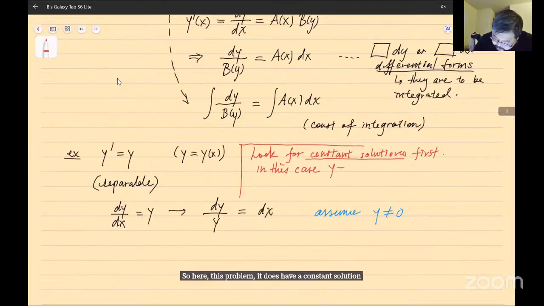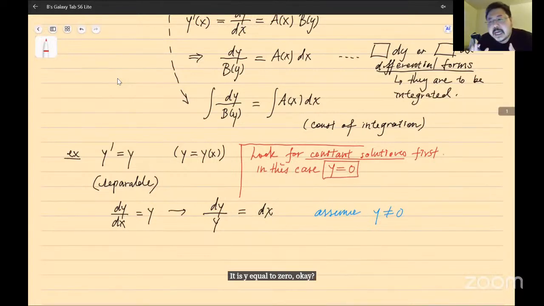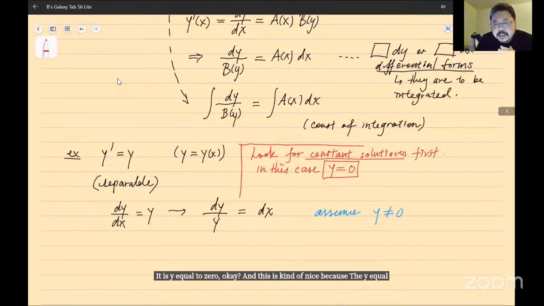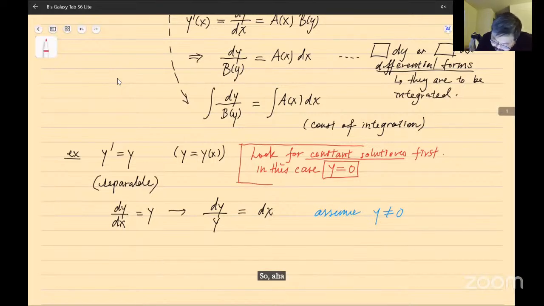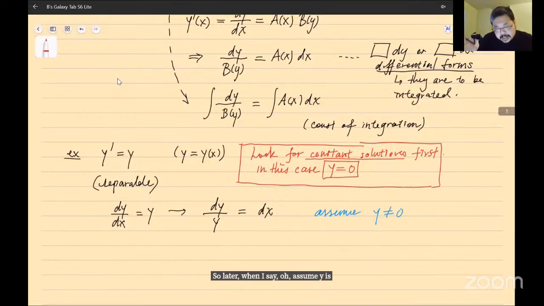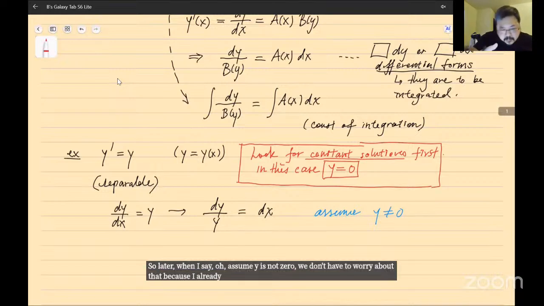It is y equal to 0, okay? And this is kind of nice because the y equal to 0 is the one that we excluded in our separation of variable. So if we didn't do this step, we may have missed a solution, right? So, we have a constant solution, y equal to 0. So we'll just keep this in mind. So later when I say, oh, assume y is not 0, we don't have to worry about that because I already accounted for it here in this first step.